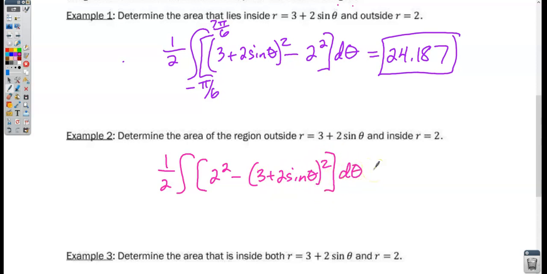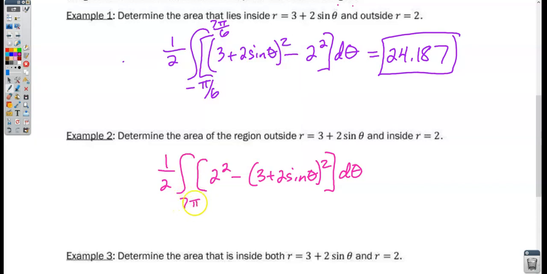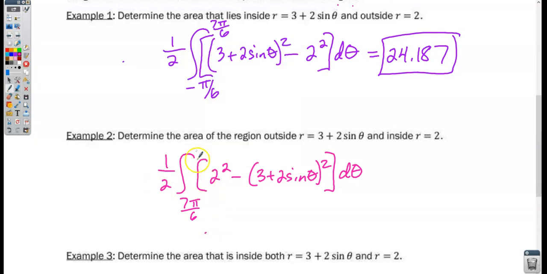And then I need my limits of integration. And so I'm going to go ahead and trace my curve. Oh, we already had that one, 7pi/6. And then it goes over in this direction, until we get to negative pi over 6, which is equivalent to 11 pi over 6. So that's my other limit of integration.